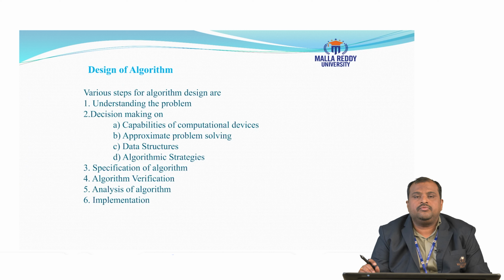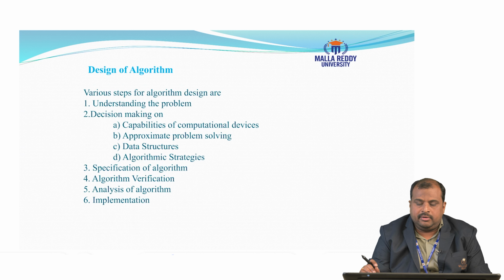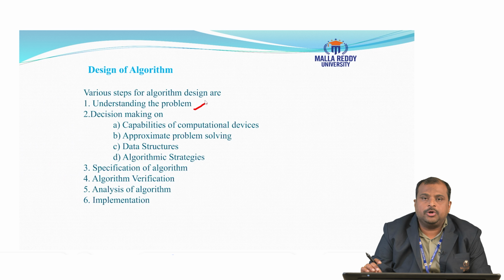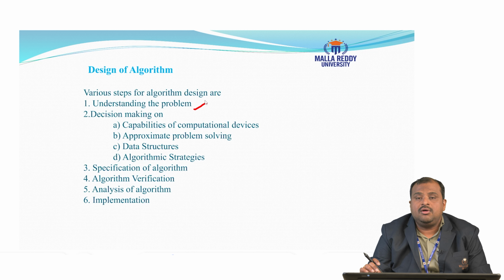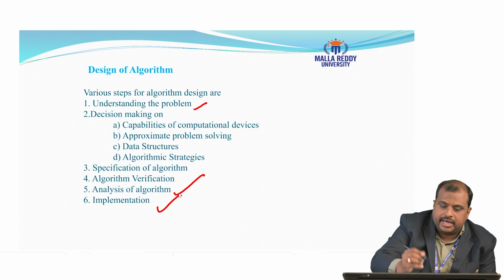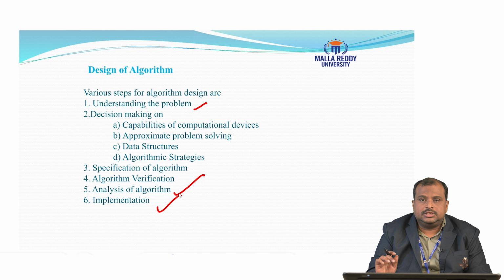Now, the basic thing is how algorithm design has to be done, and what various steps are required for designing an algorithm. The first and very important step is what type of problem statement we are going to take. After taking the problem statement, how it is going to be analyzed, how decision making can be done, what parameters are required for making the decision, what specifications are required, how algorithm verification has to be done, how the analysis of an algorithm can be done, and how implementation can be done. These are the very important steps for designing an algorithm.